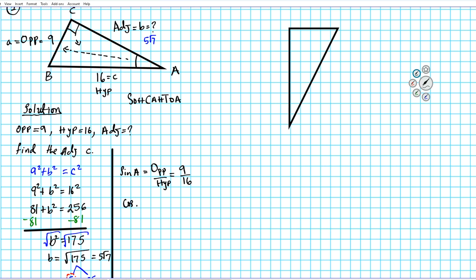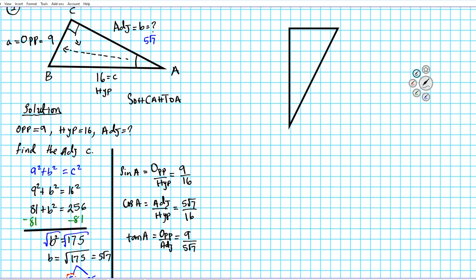And then cosine. Cosine of angle A is your adjacent over your hypotenuse. Your adjacent is 5 root 7 over your hypotenuse, which is 16. So you look at the number in front of the radical and the number in the denominator, they have nothing in common, so that's that. And then lastly, tan. Tan is opposite over adjacent. So the opposite is 9 over the adjacent, which is 5 root 7.